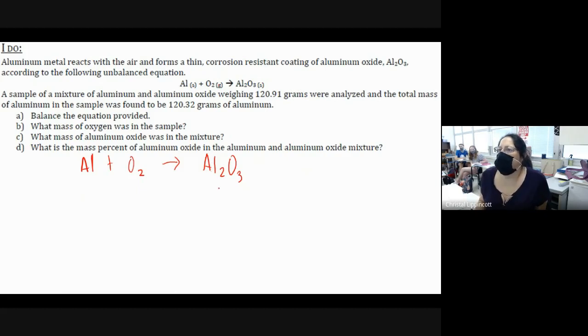Okay, so let's balance this equation. You need to have oxygens. Remember, even and odd, what do we do? Double the odds. So we're going to double the odd here. Okay, that's going to give us 6 oxygens, and it's going to give us 4 aluminum. Okay.